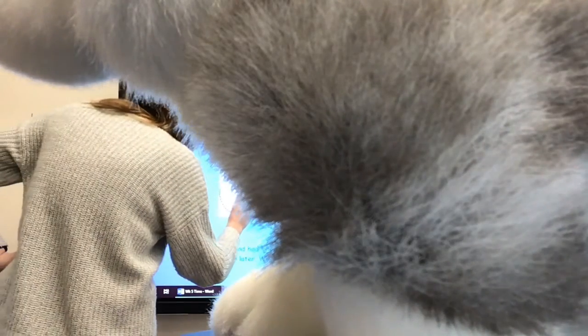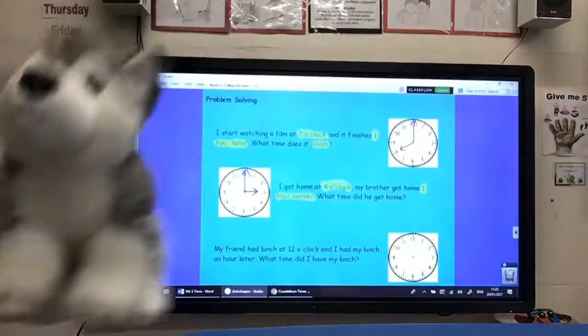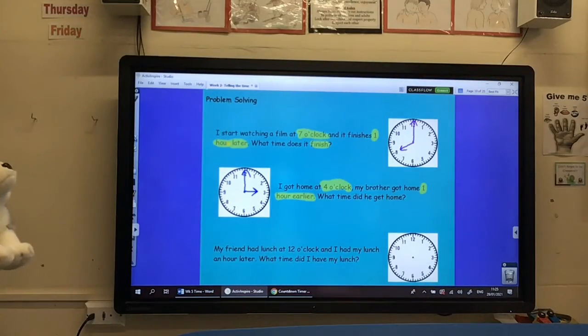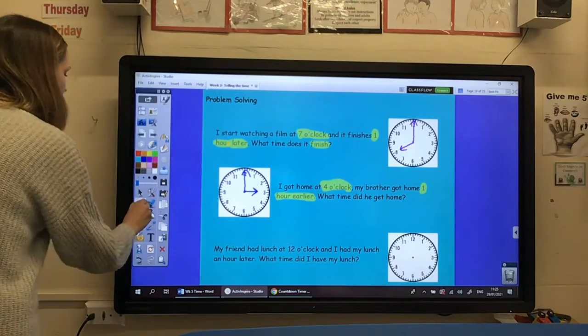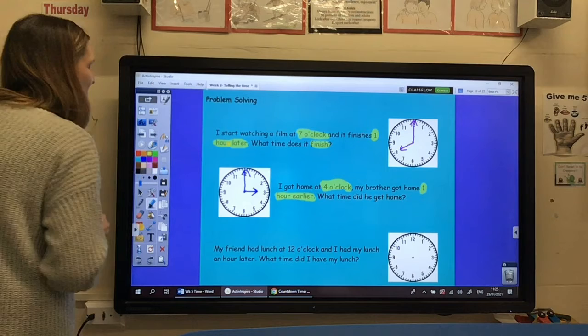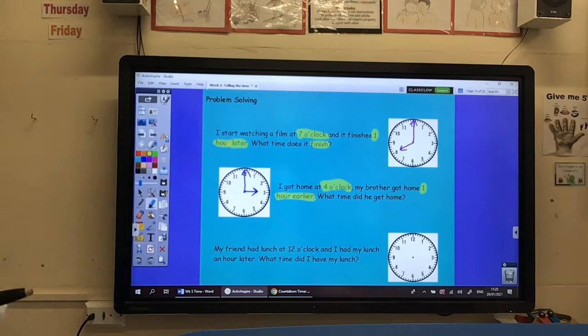Where should the hour hand be? Well done. And where should the minute hand be? Did you tell him that your clock would look like this? Brilliant, well done. One more problem-solving problem to read and solve.